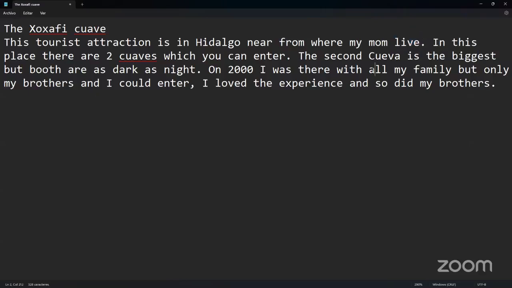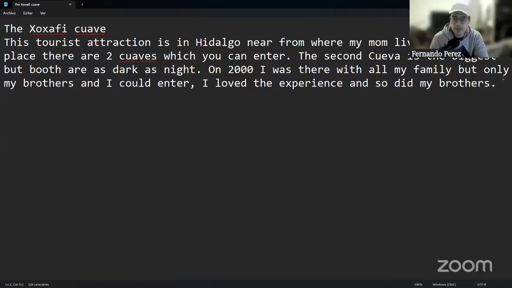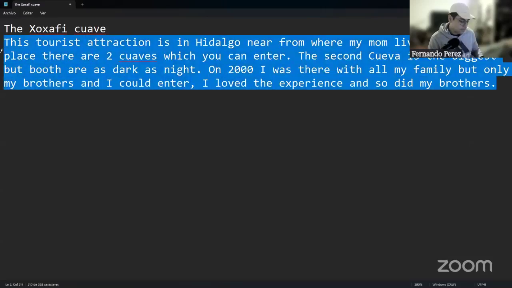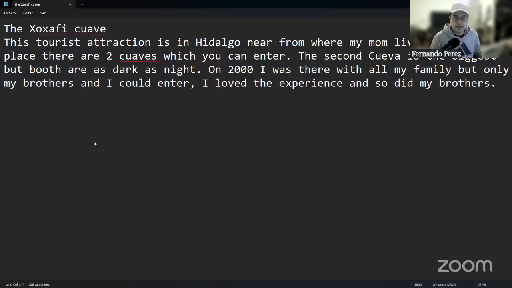And there are some words that I would like to add. For example, I would say the second cave complex is the biggest one.